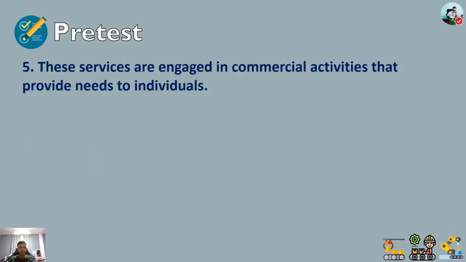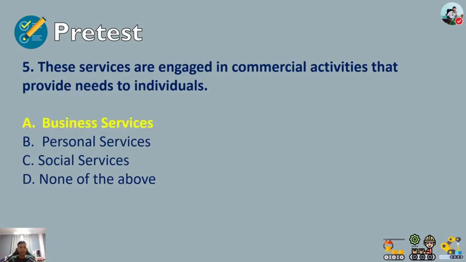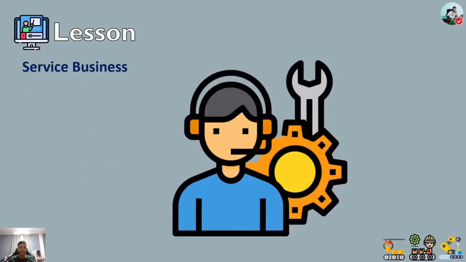And last, number five, these services are engaged in commercial activities that provide the needs of individuals. A, business services. B, personal services. C, social services. Or letter D, none of the above. The answer for number five is letter B, personal services. Congratulations to those who got the 5 points or perfect score. Now let's proceed to the formal lesson.